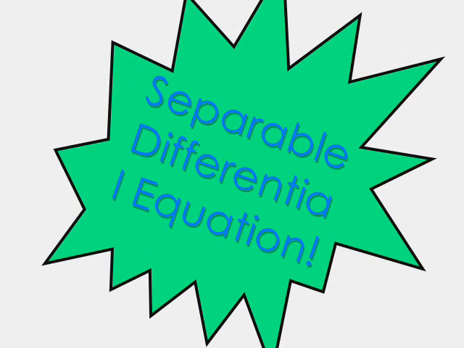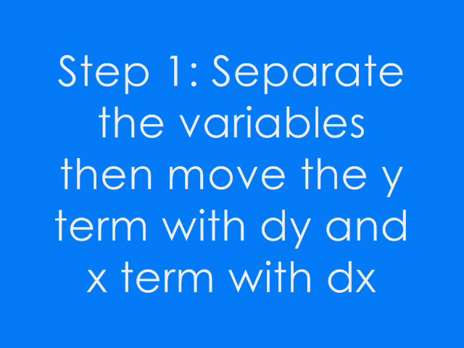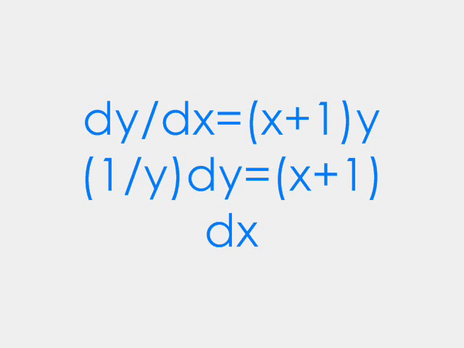Separable differential equation. Find the particular solution y equals f(x) to the differential equation with the initial condition f(0) equals 3. Step 1. Separate the variables, then move the y term with dy and the x term with dx. Cross multiply.